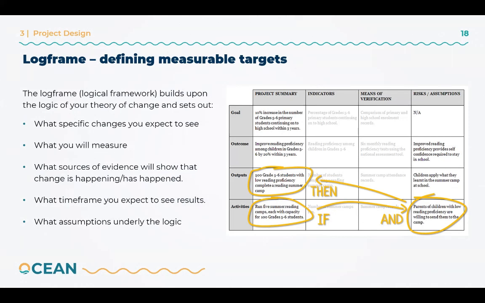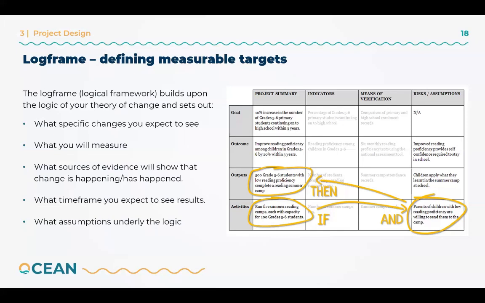So just to explain a bit about the logic of assumptions. For example here, you're looking at activities. So if your activities are conducted and your assumption is true, then you should be able to achieve the outputs that you set out. And if those outputs are achieved and your assumptions at output level are true, then you should be able to achieve your outcome. So that's the basic logic.